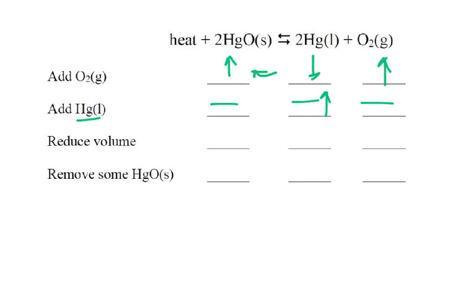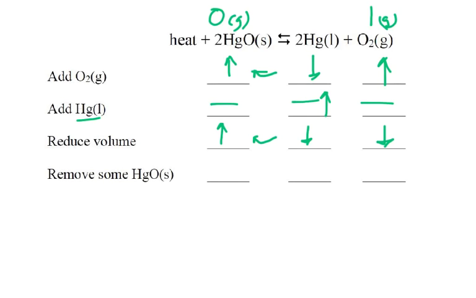Reduce the volume. Go to the side that takes less room. Well, this is 1 mole of a gas, but of this side there's 0 moles of gas. So the left side takes less room than the right side, so if I reduce the volume, that's the stress, there's not enough room. It's going to shift to the side that takes less room. So this will be up, this will be down, and this is going to go down.